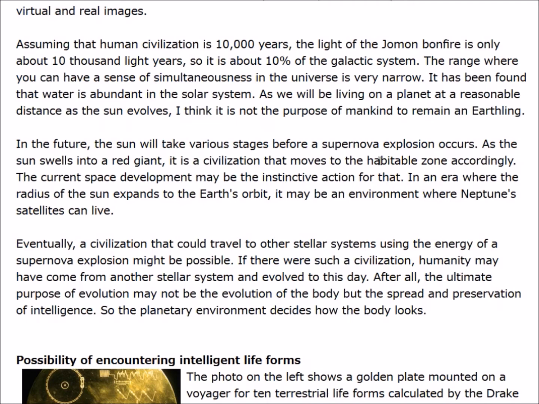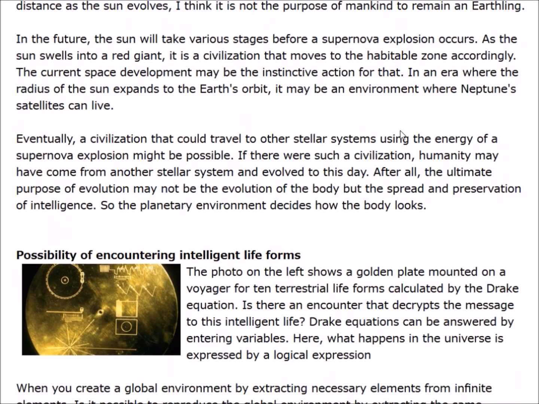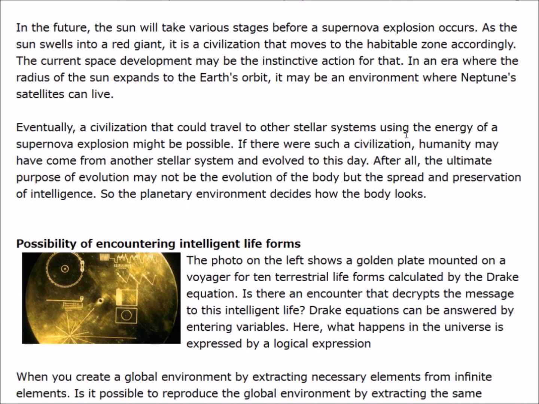In an era where the radius of the sun expands to the Earth's orbit, it may be an environment where Neptune's satellites can live. Eventually, a civilization that could travel to other stellar systems using the energy of a supernova explosion might be possible. If there were such a civilization, humanity may have come from another stellar system and evolved to this day. After all, the ultimate purpose of evolution may not be the evolution of the body but the spread and preservation of intelligence. So the planetary environment decides how the body looks.